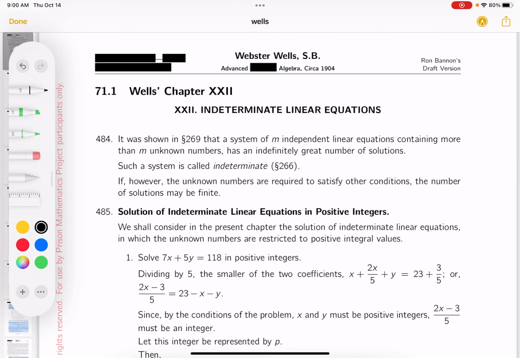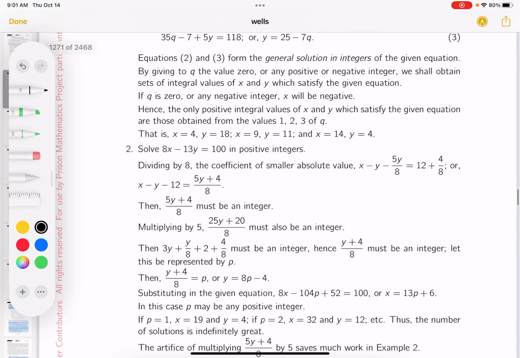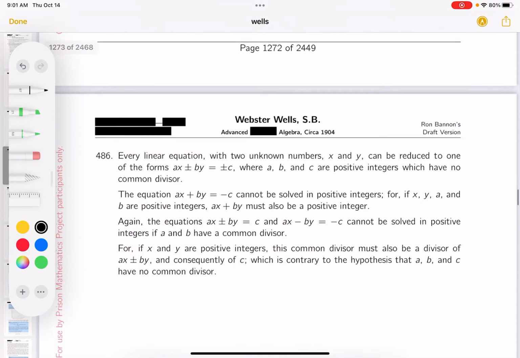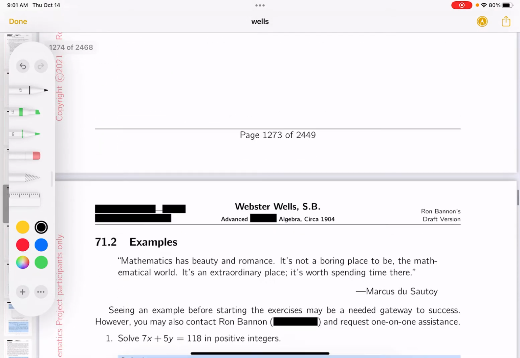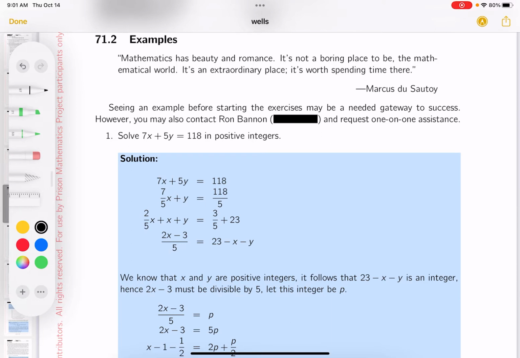Indeterminate linear equations, solutions to indeterminate linear equations with positive integers. Goes through that over there. Read through it. It's a tough read. My take on it is a little different than Wells's, but I do want to go through what Wells is doing. I'm not going to say there's substantial differences, but it can't hurt to see multiple ways of doing something. So what I'm going to claim is that you need to be careful when you read these things.